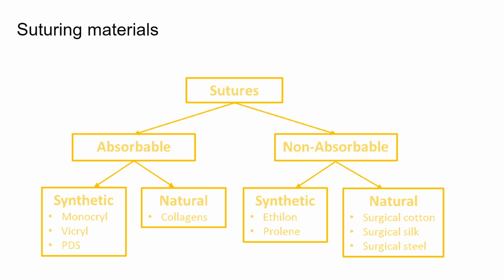Anyway, in the current situation, we have a quite wide variety of suturing materials, which again can be classified in the same manner as absorbable and non-absorbable. And in the absorbable, you have either natural or synthetic. Naturally, you have the collagen fibers of animal origin, like what we call catgut.